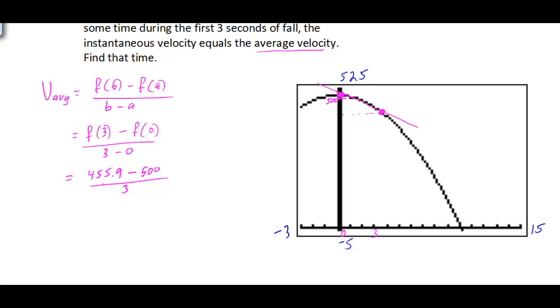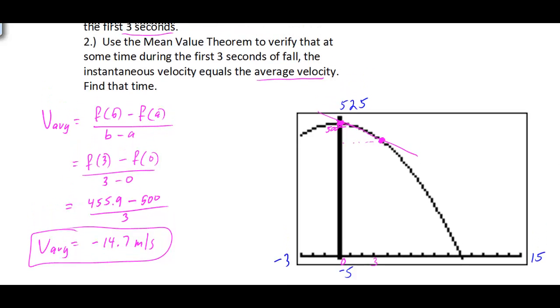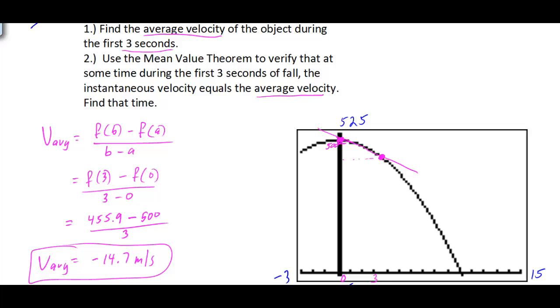So we're going to have 455.9 minus 500 divided by 3 is a negative 14.7, and this is going to be meters per second. And this is our average velocity. So on average, from 0 to 3 seconds, our velocity is a negative 14.7 meters per second.